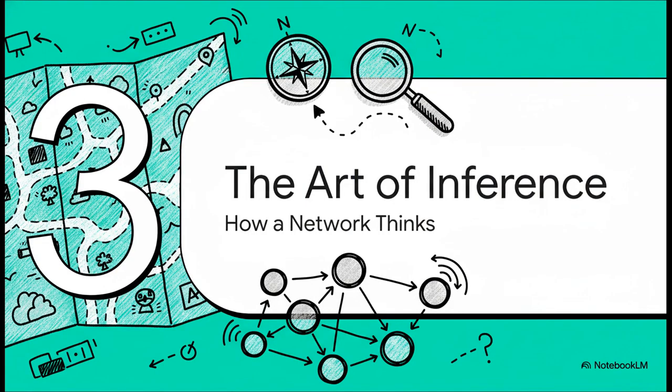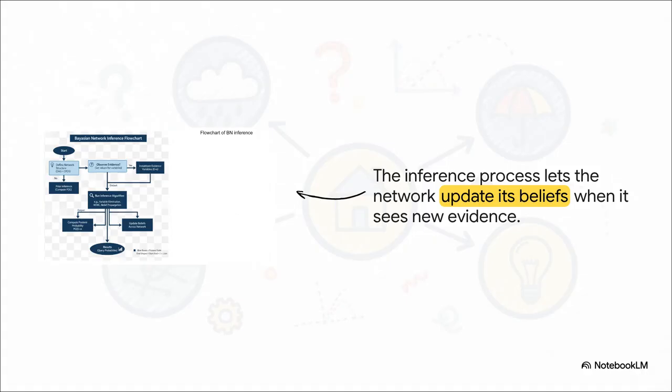So we've built the structure, and we've given it muscle. Now let's see how it actually works. I mean, having the map is one thing, but using it to navigate is where the real magic happens. This whole process is called probabilistic inference. It's basically how the network thinks. This flowchart here shows you the whole process in action. When we get a new piece of information, when we observe some new evidence, the network runs what's called an inference algorithm. This automatically updates its beliefs about everything else in the system. It calculates all the new probabilities for the things we don't know based on the one thing we do know.